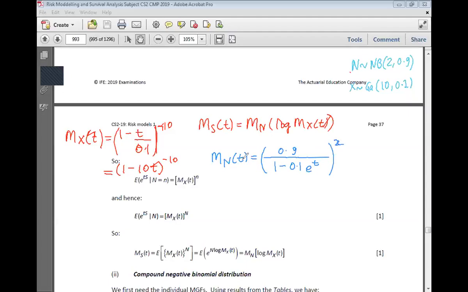Instead of this t, I have to substitute log of MX(t). Right? So instead of this t here, inside my bracket for my MN, what do I have? Log of MX(t). So e and log will cancel out and it will just become 0.1 t, or something else.